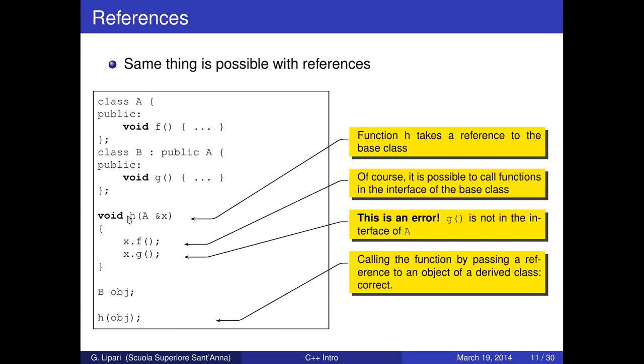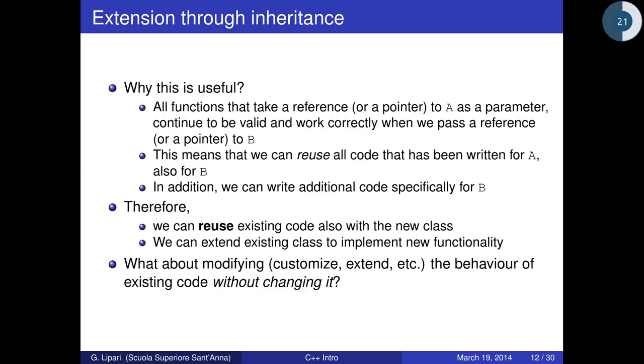But most importantly, I can also reuse the function h. So class A and function h go together, as part of the same bundle. And then I can extend this by writing a class B, which extends the functionality of A, and I can reuse function h without any problem also on objects of type B.